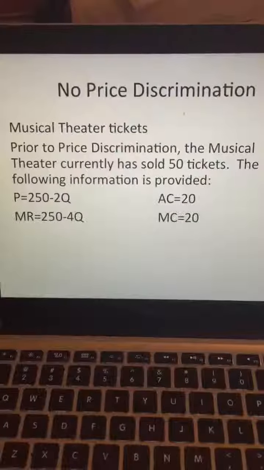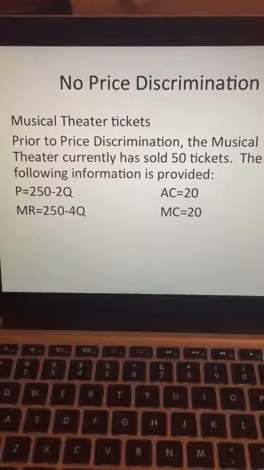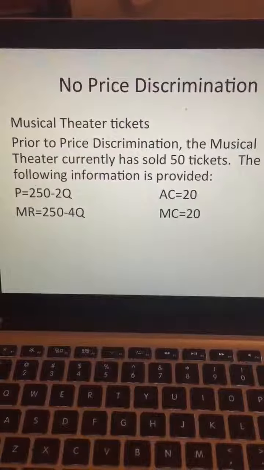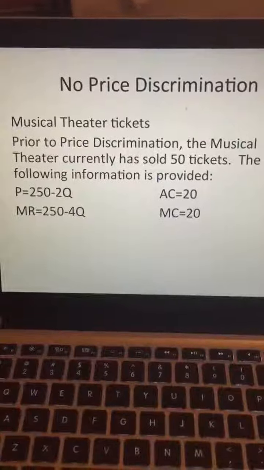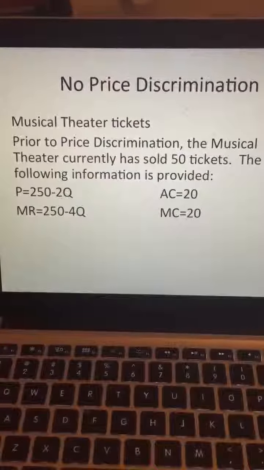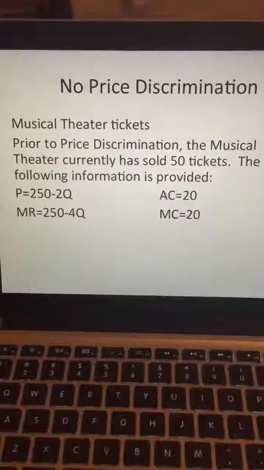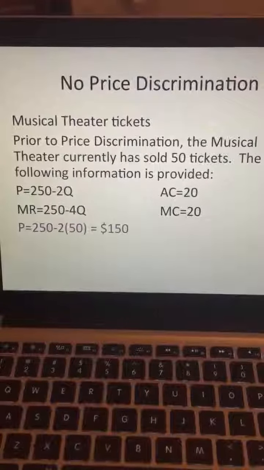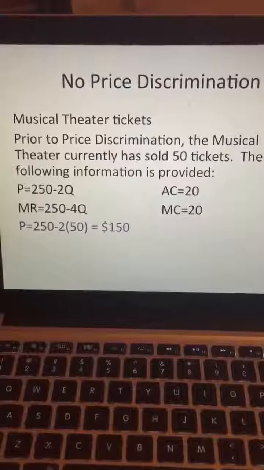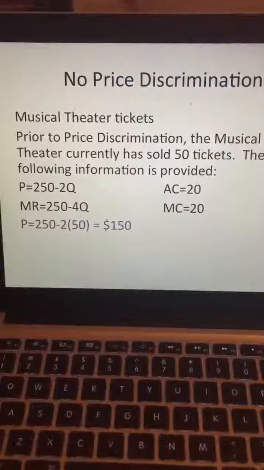For price, we're looking at 250 minus 2 times the quantity of tickets sold. Marginal revenue is 250 minus 4 times the quantity sold. For average cost, we're looking at 20, which is also the same as our marginal cost of 20.